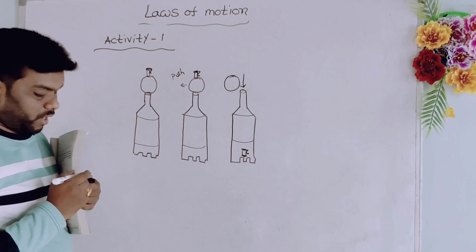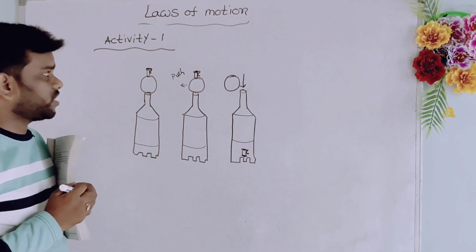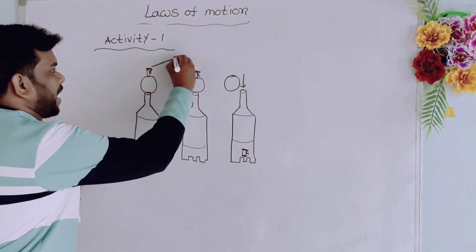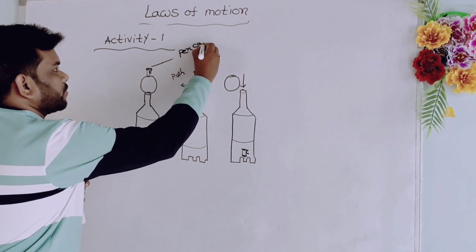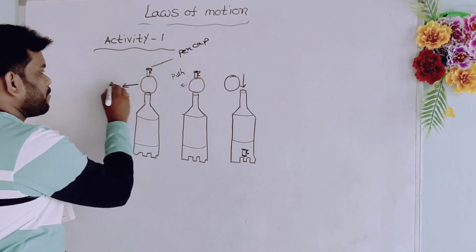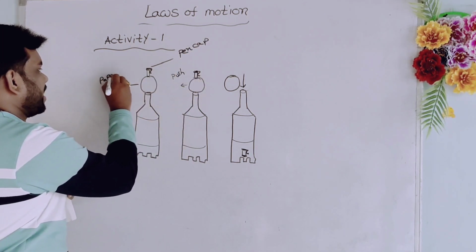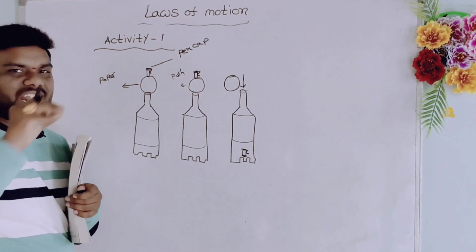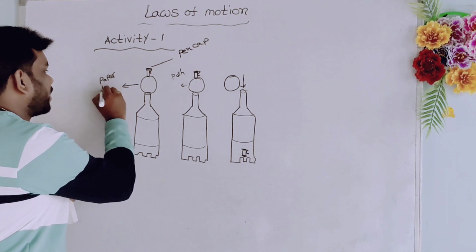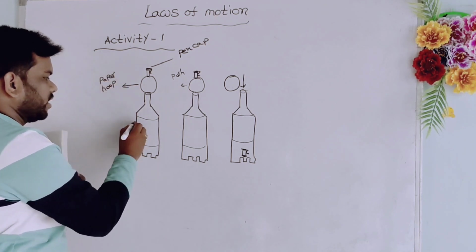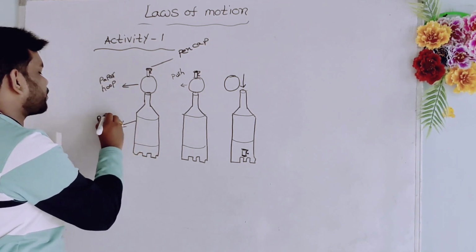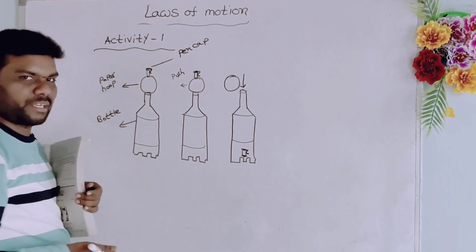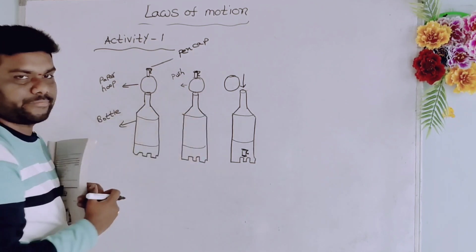Now, what are the materials required in this activity? One is a pen cap. Here, a paper made into a circular shape: take a thin paper and form it into a circle. This is called a paper hoop. And these are glass bottles or plastic bottles.